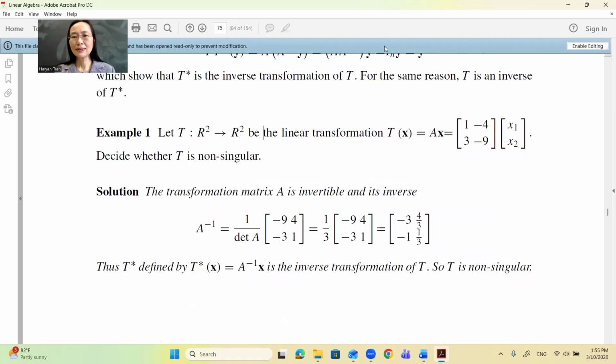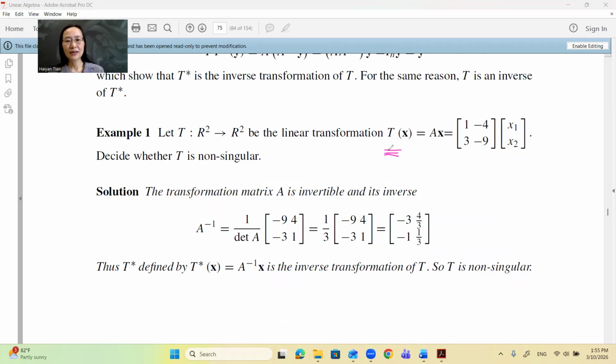So let's look at the example. So here is a T. It maps a vector in R2 to another vector in R2. So you see domain, codomain, the same. It is the same size. And it is defined by a 2 by 2 square matrix. Decide whether T is non-singular.